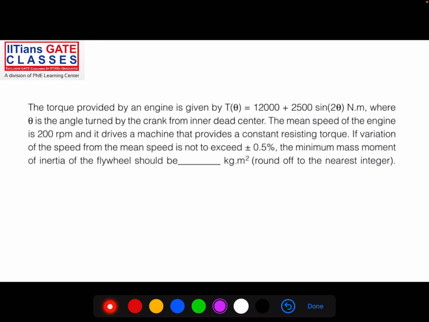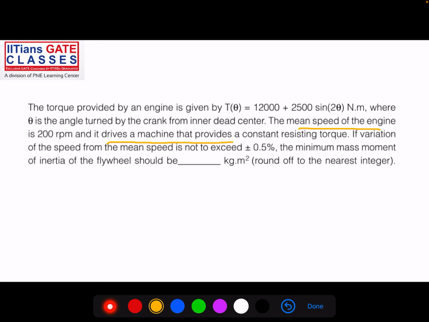This is a very nice question. It is from Flywheel. Let us see what this question says. The torque provided by an engine is T(theta) = 12,000 + 2500 sin 2 theta, where theta is the angle turned by the crank from inner dead center. The mean speed is given as 200 rpm.